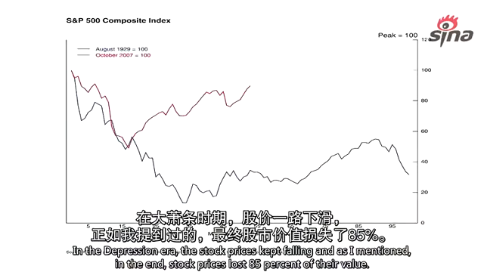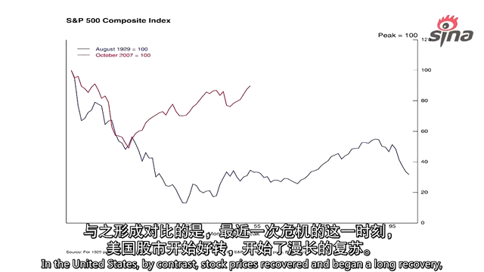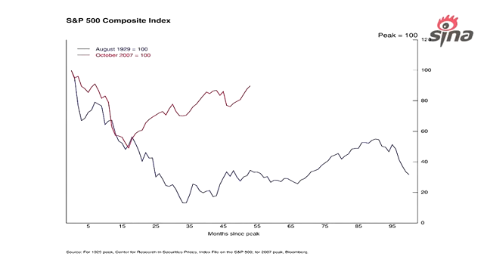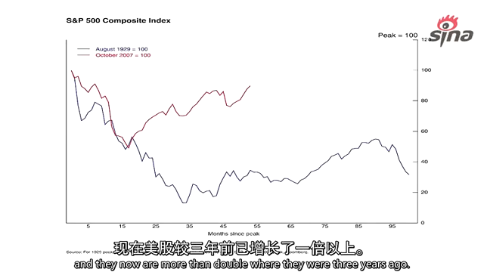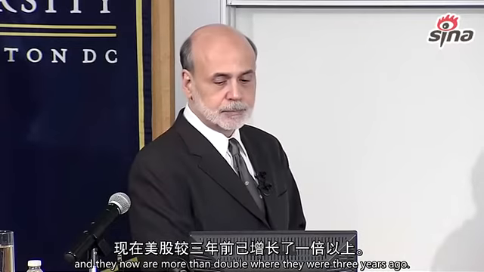In the Depression era, the stock prices kept falling, and as I mentioned, in the end, stock prices lost 85% of their value. In the United States, by contrast, stock prices recovered and began a long recovery, and they now are more than double where they were 3 years ago.